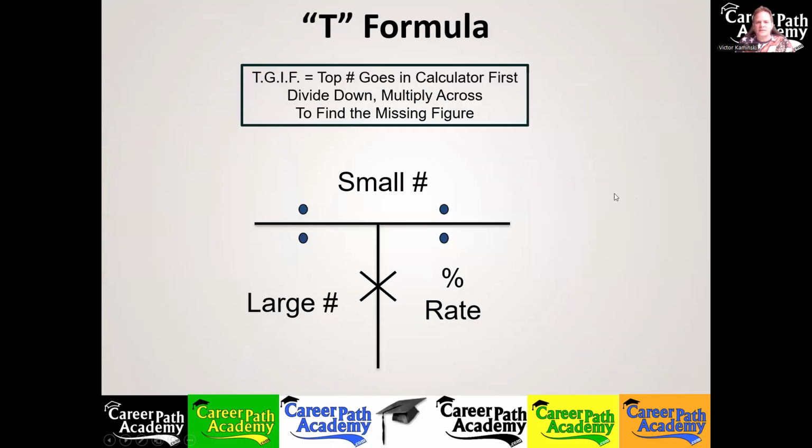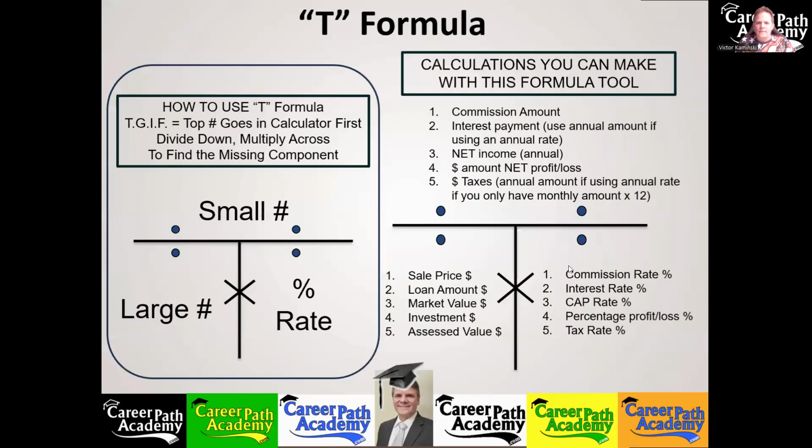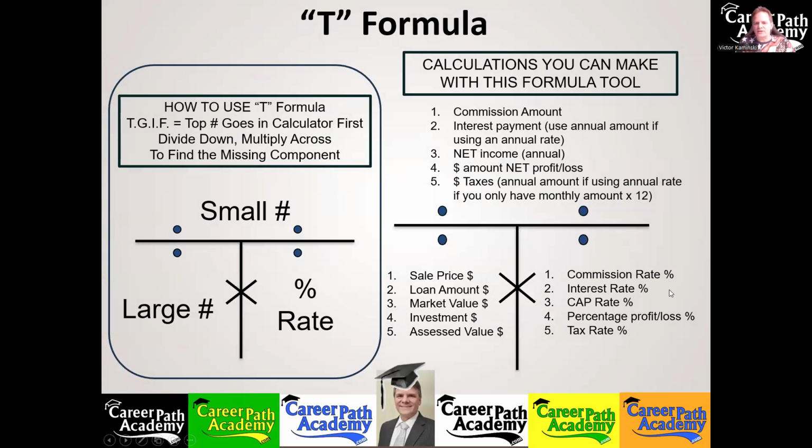All right, so once again, T formula: small number on top, large number on one side, and the percentage or rate goes on the other. For calculating cap rates, we go down here to number 3. You need the net annual income up top, the market value on one side, and the cap rate on the other. Those are the 3 figures you need. So this is the T formula and 5 different things you could use it for.